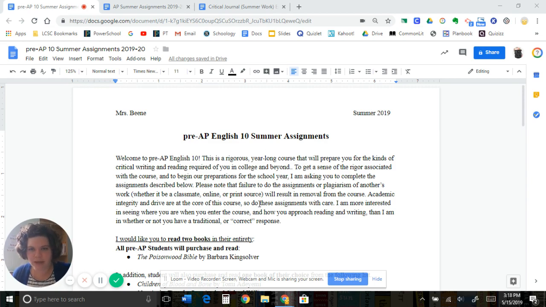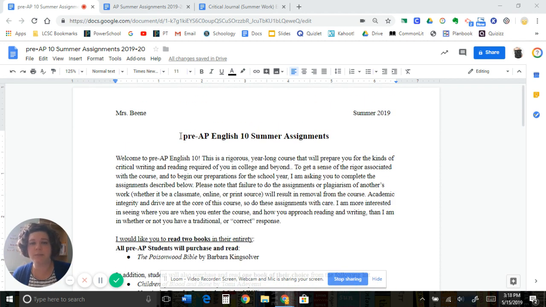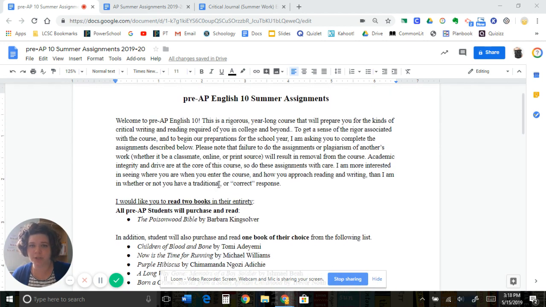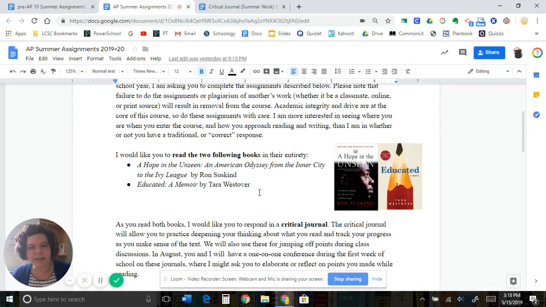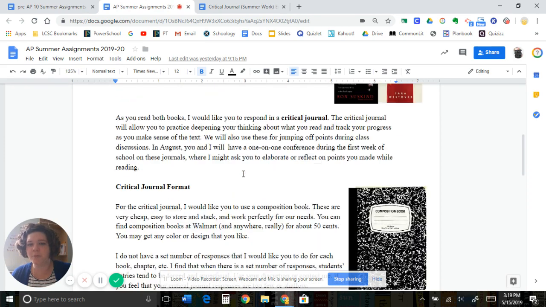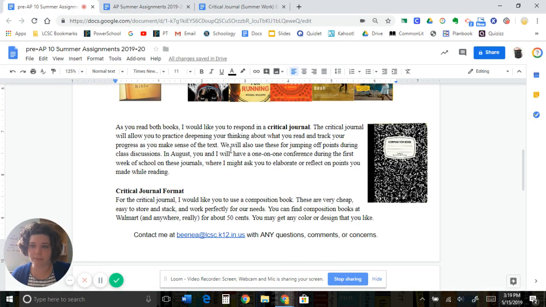And let me go ahead and pull this up. So essentially you guys have different sheets on the summer assignment. So this is the pre-AP English 10, what that looks like, and then the English 11 looks like this. So you have a different first part, but really the second part, the actual layout of the journal and the things you might write about, are the same.